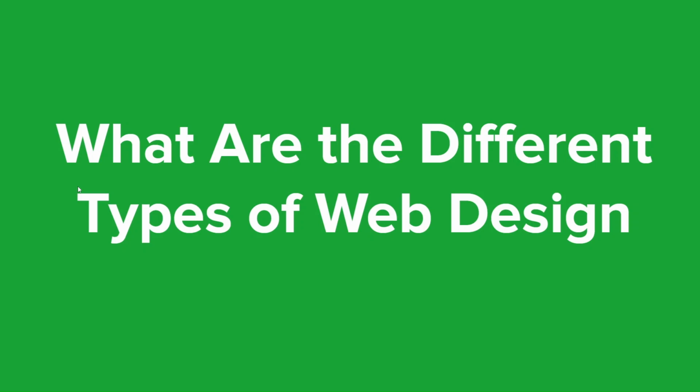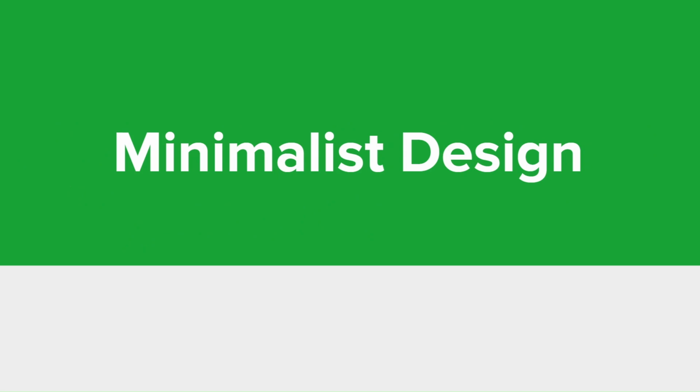So what are the different types of web design? One of the types of web design is a minimalist design. A minimalist design features a simple layout, limited color palette, and minimal use of graphics or other visual elements.